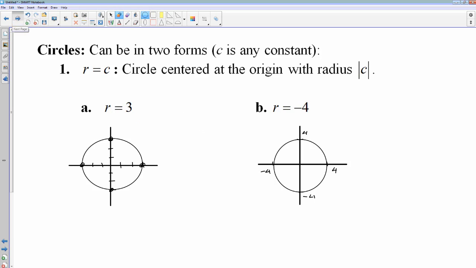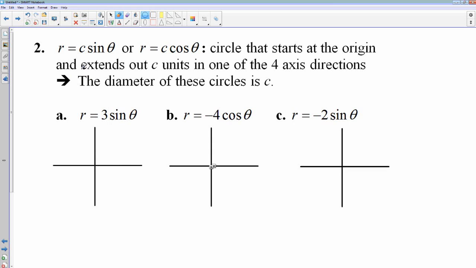The other type of circle, and this one's a little bit more confusing, is in the form r equals a number times either sine or cosine. It goes through the origin, and then it goes 3 units out in one of the 4 directions. What I mean by that, like number a here, it's 3 times sine theta. The way I remember where this circle goes, I'm actually going to do something weird. I'm going to graph it first and then explain the graph.